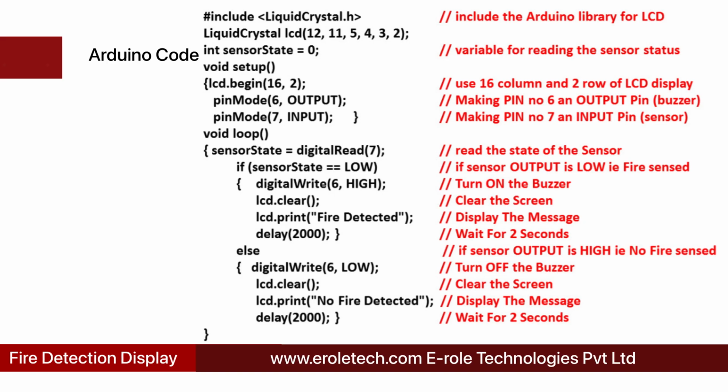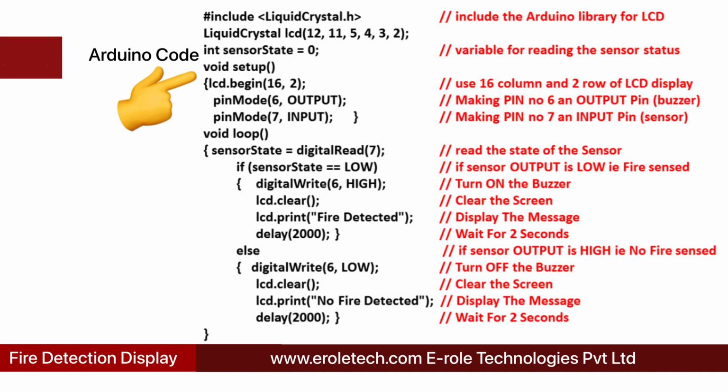To control the LCD display, we will first include its library in the program. To include the library, we will write in the first line, #include <LiquidCrystal.h>. Then we will declare the name of the used pins, in the sequence of RS, enable, D4, D5, D6, and D7. Sensor state is an integer type variable. It will store the status of the input pin. Initially we have set its value to 0.